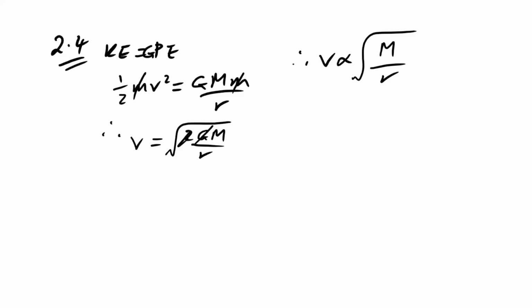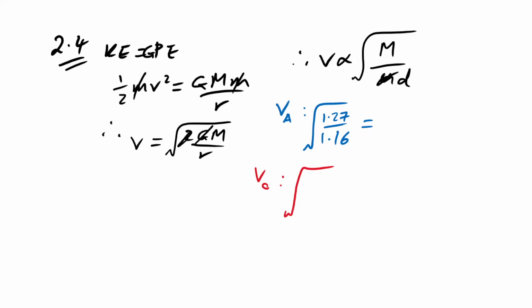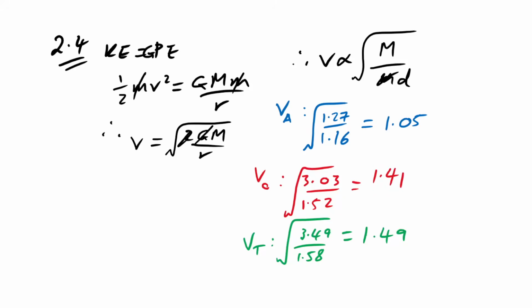And yes, we've been given the diameter, but we know radius is proportional to diameter, so we can replace it with that. So let's go for Ariel. We can just say the square root of 1.27, we don't need the powers of 10, divided by 1.16. Oberon, we say the square root of 3.03, don't need the times 10 to the 21 again, divided by 1.52, don't need the times 10 to the 6. And Titania as well. Okay, here are my 3 answers.